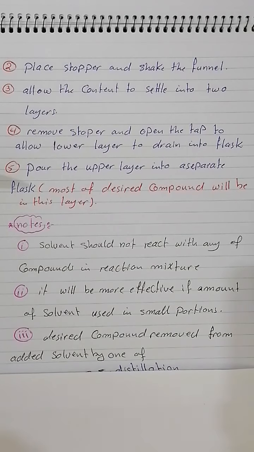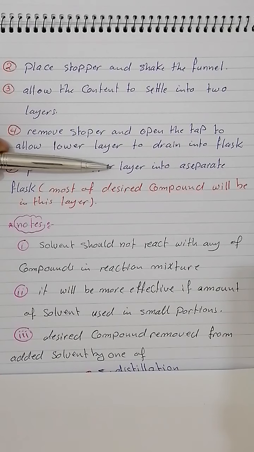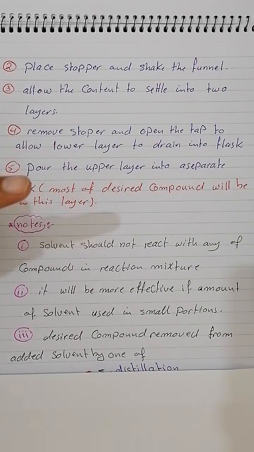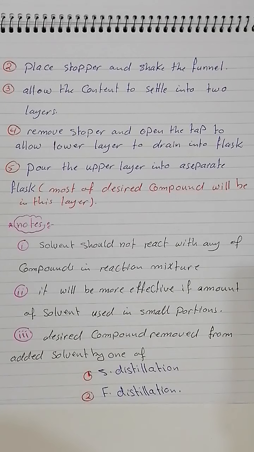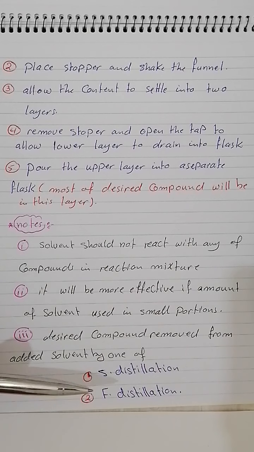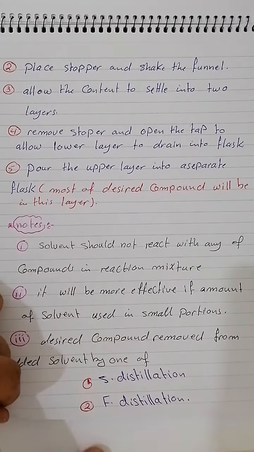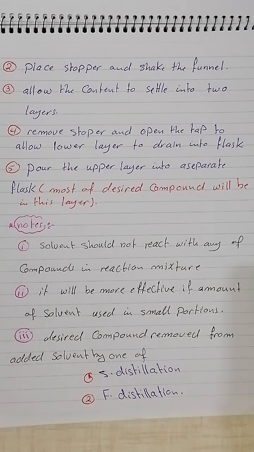Three, the desired compound is removed from the added solvent. Now what we have here, the upper layer, is not a pure substance. It contains the added solvent, the new solvent, and my desired compound. So I have a mixture here, but a mixture with fewer components than the reaction mixture. If we choose a good solvent, we have only two substances, my desired compound and my solvent. To separate the components, I will choose one of two methods, simple distillation or fractional distillation, and this depends on the difference in the boiling point between my desired compound and the chosen solvent.